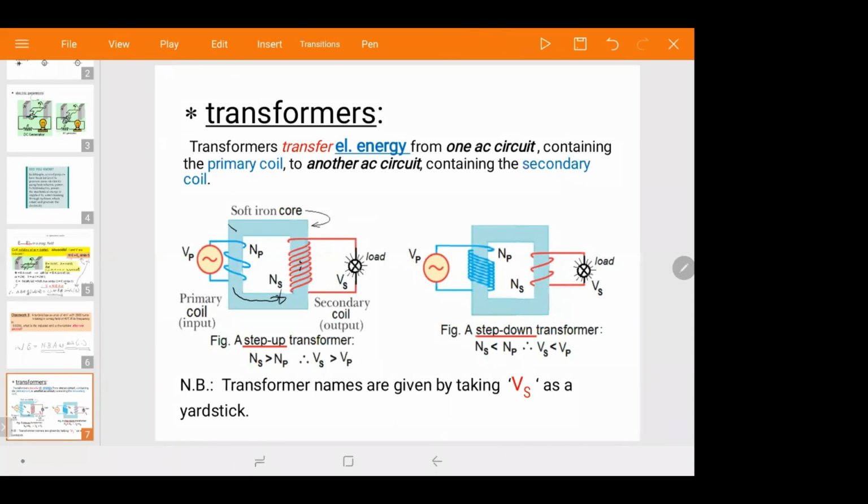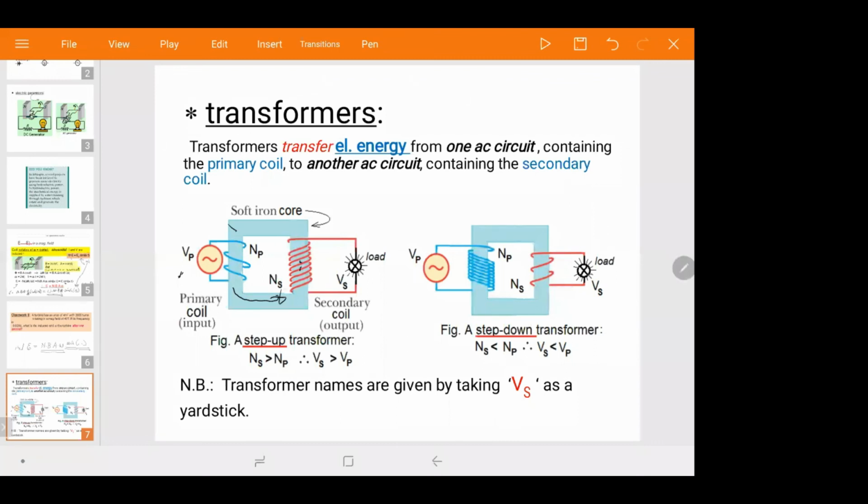That means there is electric energy, and energy cannot be created or destroyed. It must come from somewhere. Where did the electric energy come from? It came from the generator on the left side through the process of electromagnetic induction. It cannot come from nowhere.